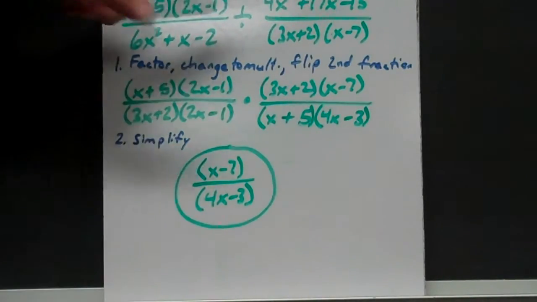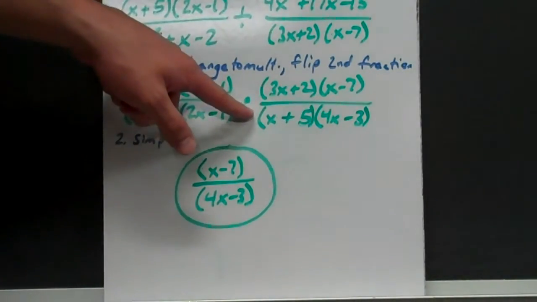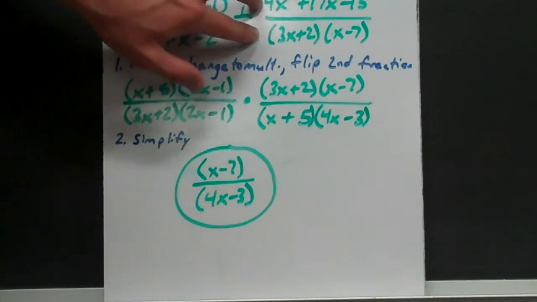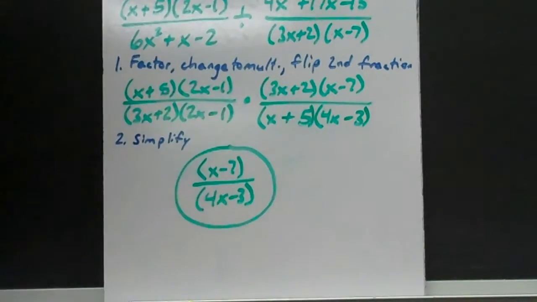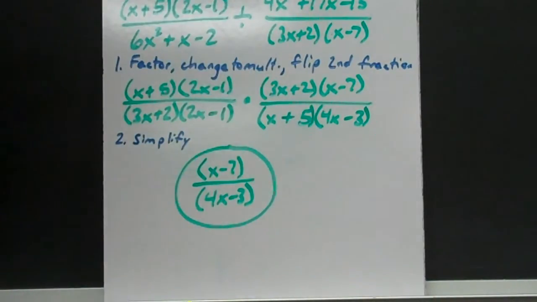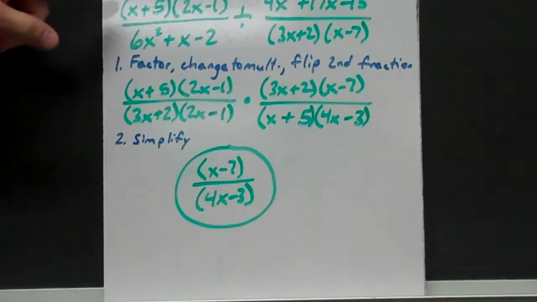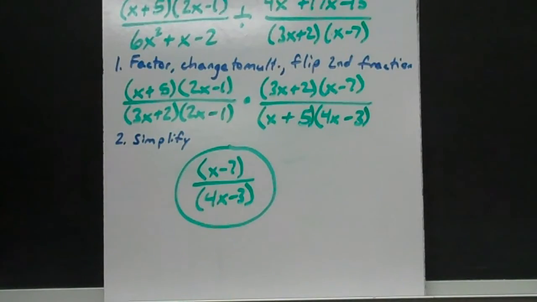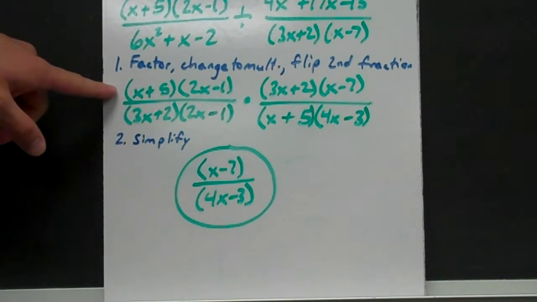So we're going to change the division to a multiplication. And to do that, we're going to take this second fraction and flip it. So the top goes to the bottom and the bottom goes to the top. So we started with some of this already factored. X plus 5 times 2x minus 1. So that stays on the top of the first problem.